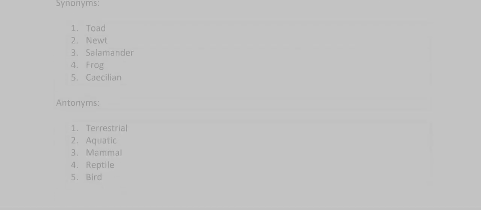Synonyms: 1. Toad. 2. Newt. 3. Salamander. 4. Frog. 5. Caecilian. Antonyms: 1. Terrestrial. 2. Aquatic. 3. Mammal. 4. Reptile. 5. Bird.